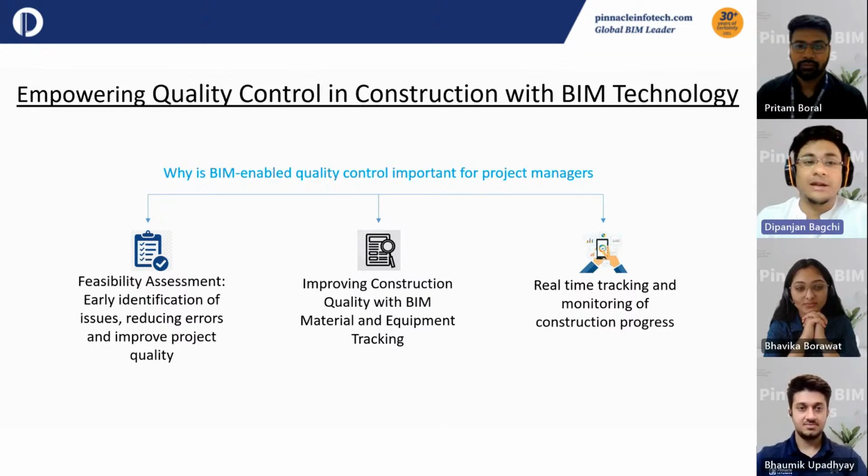The second key point that we will be discussing is improving construction quality with BIM material and equipment tracking, in which we'll highlight how BIM models and processes help in improving the construction. And the last one is the real-time tracking and monitoring of construction progress, through which we'll be able to track construction progress and the status of the structure.